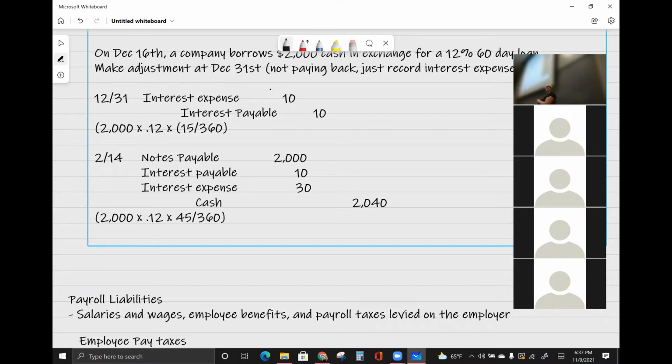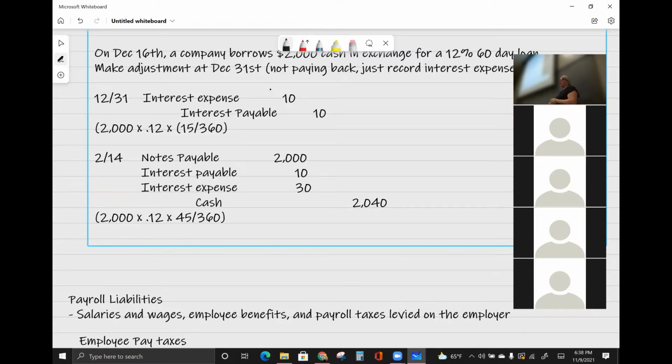Remember when we did adjusting entries, a lot of times there was no cash involved. We would just record an expense and set up something, either depreciation, accumulated depreciation, or we had interest expense and we set up a payable because we have to pay it in the future. So we're going to do that for the loan, the notes payable. So we have $10 that's going to be expensed in this period.